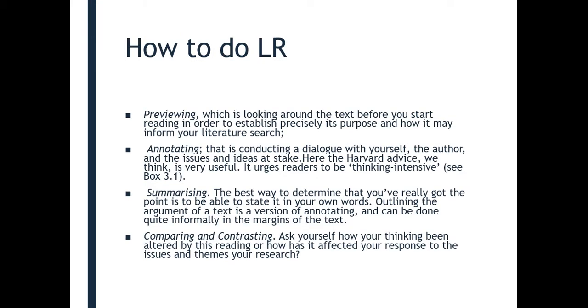There are four steps to complete the literature review. First of all, you preview, just go through the abstract, then you annotate. Annotating means you note down and you start asking yourself questions when you are reading some article. Note down the questions that come to you, because that is called active reading.